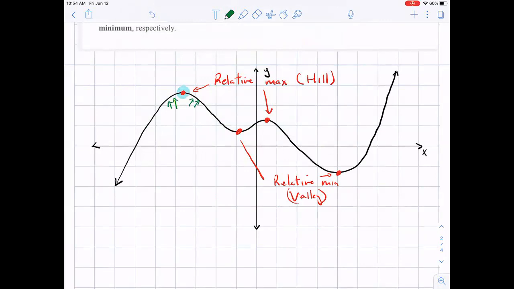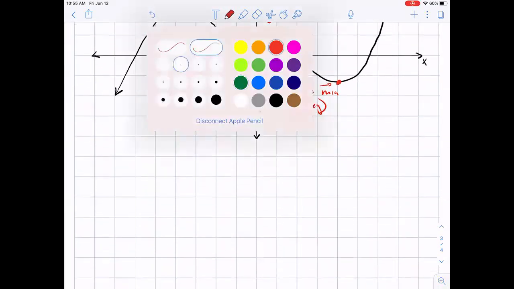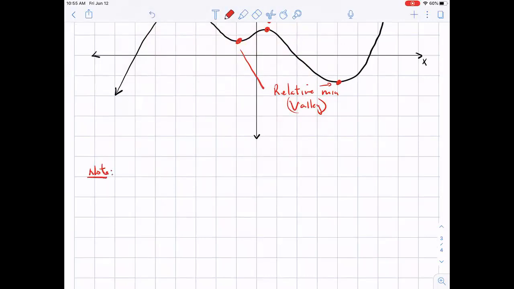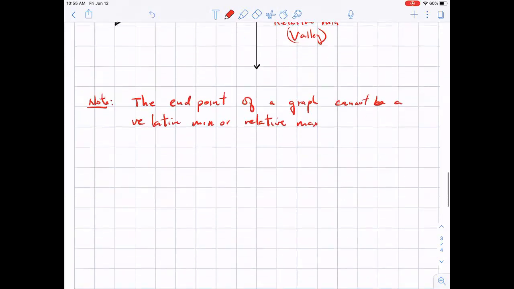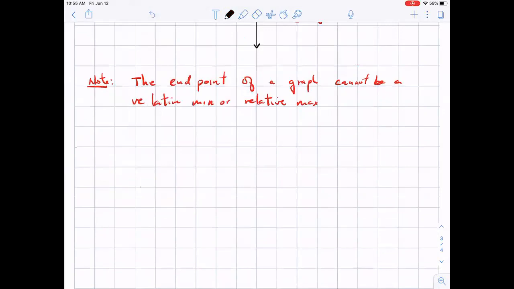Always. And that is why the end point, usually the end of a graph, will never be a relative. Endpoints cannot be relative. So note, the end point of a graph cannot be a relative min or relative max. It's impossible. And the reason why that's the case is because if you look at the picture here again, you will notice that there would be no comparison either to the left or to the right.